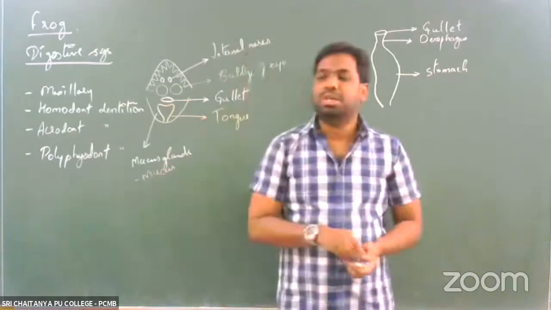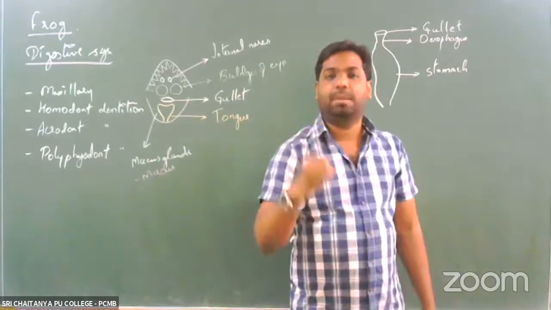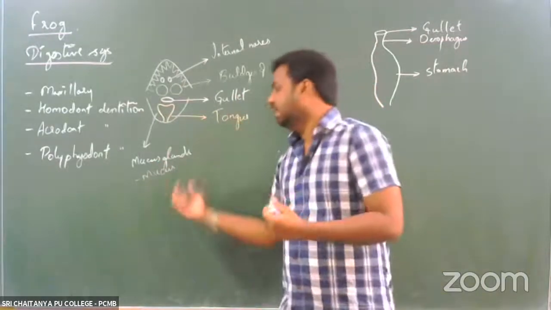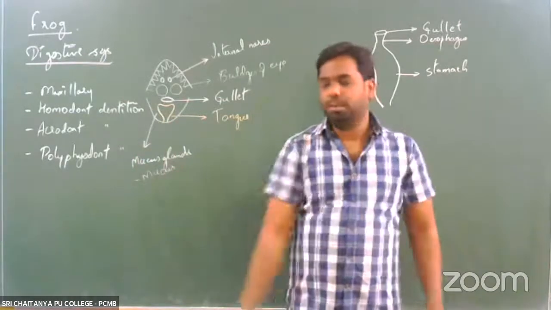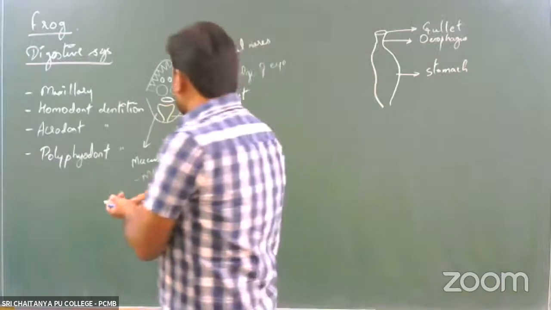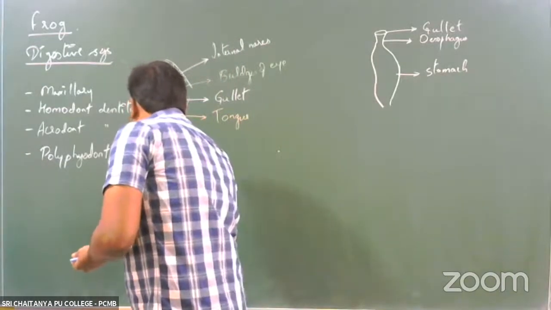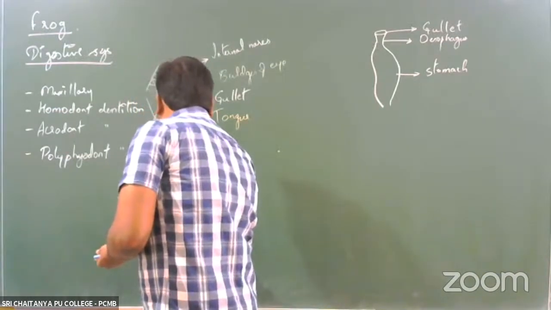Through the secretion of mucus, the entire buccal cavity remains moist. The moistness of the buccal cavity is because of the secretion of mucus from the mucus glands. One more very important thing you need to remember here is these organisms do not have salivary glands. So there are no salivary glands opening into the buccal cavity.